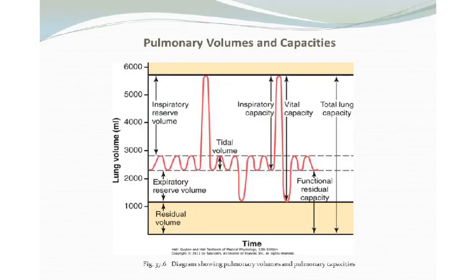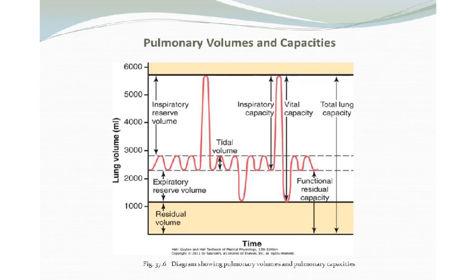I hope you remember this graph from the previous lecture. Normally, the amount of air inspired and expired at rest is called tidal volume. The maximum amount of air inspired after normal tidal inspiration is inspiratory reserve volume. The maximum amount of air expired after a normal tidal expiration is expiratory reserve volume. And the amount of air left in the lungs after maximal expiration is residual volume.